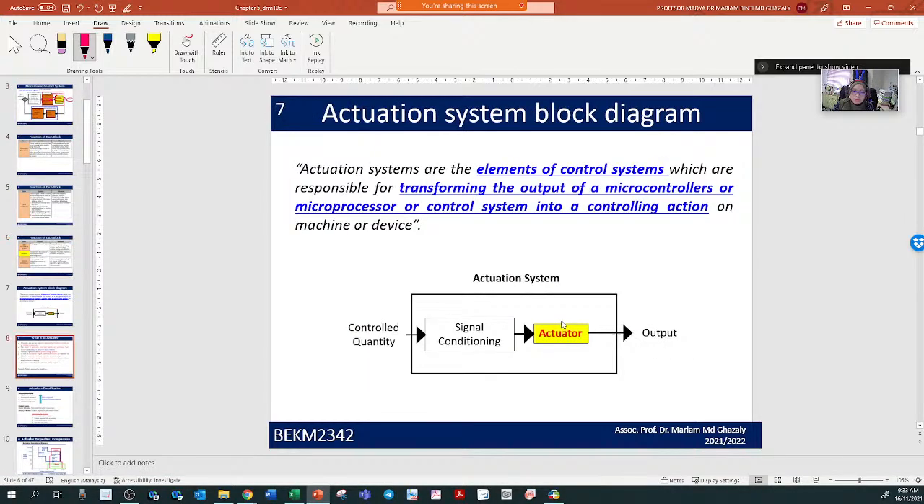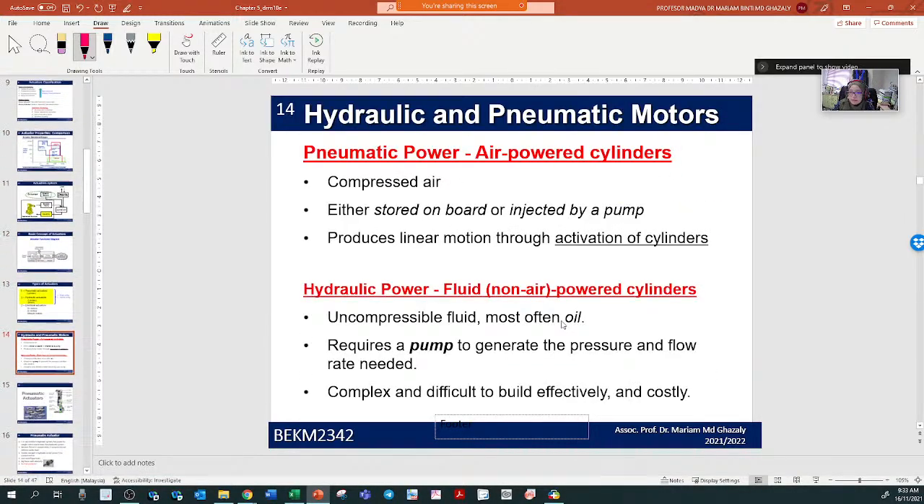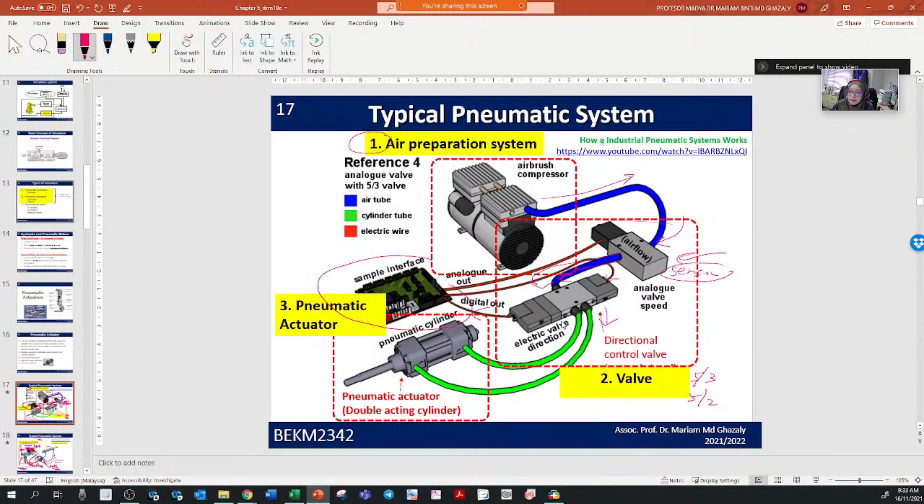Going back to the slide just now, we have the analog out, which is basically the signal from the DSP board. The DSP board is digital, so you need a D to A converter to convert it first to an analog signal so that this valve can read it. It can only read analog signals.